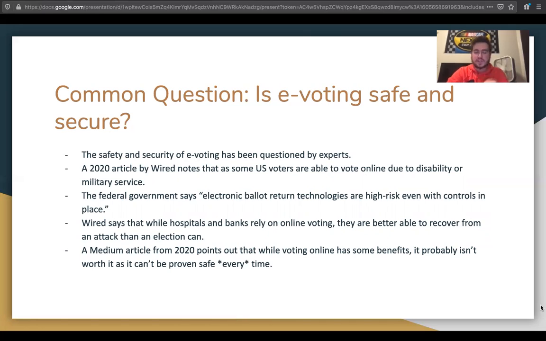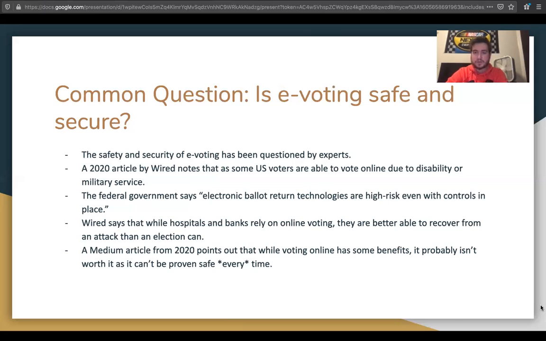West Virginia is a state that allows online vote casting, but it's very limited for just a very select group of people. The federal government says that electronic ballot return technologies are high risk. That refers to the more in-person machines. Even with controls in place, a lot of the technology in these machines is outdated. And you might think to yourself, well, hospitals and banks use these online technologies, but they are a little bit more able to recover from attacks than an election is.